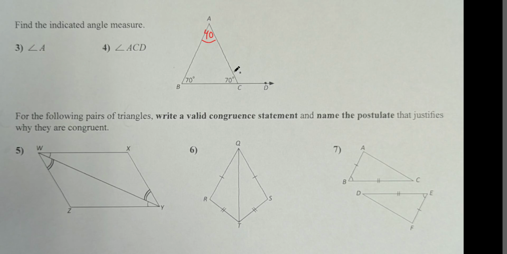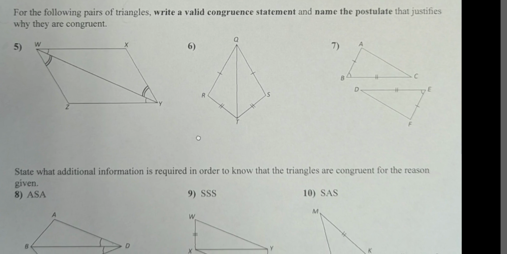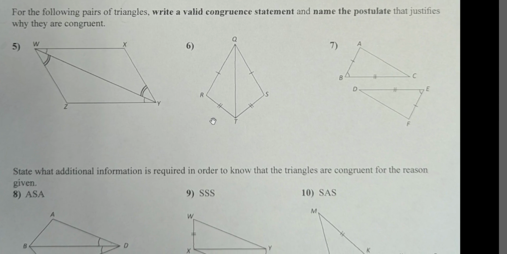All right. And how do I find this angle right here? That's ACD. There's A, there's C, there's D. Just take 70 away from 180. So 180 minus 70 is 110. All right, let's go to these. It's been a while since we've done these, and we really haven't done anything like this since we did this chapter. So it's not fresh in our minds.